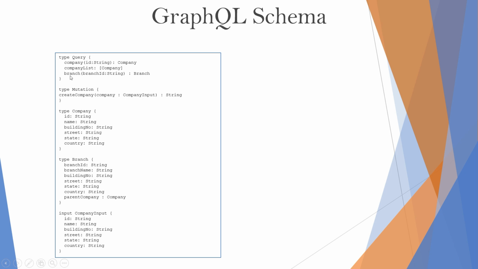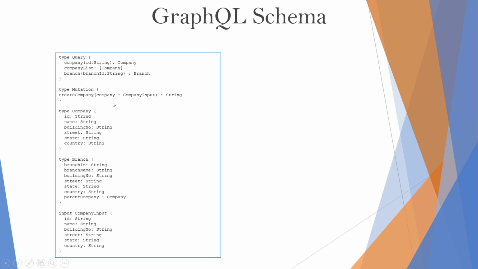The same way, a query on branch will come with the argument branch ID, and its expected output is branch. Then type mutation. Query means get data from the server, right? We'll give some ID or we may not give, we'll just say what we need and get the details from the server. Mutation means we want to add a company to the server. That means we are filling a form in the client side and sending it to the server side. Server will persist it. In that case, we can use mutation.